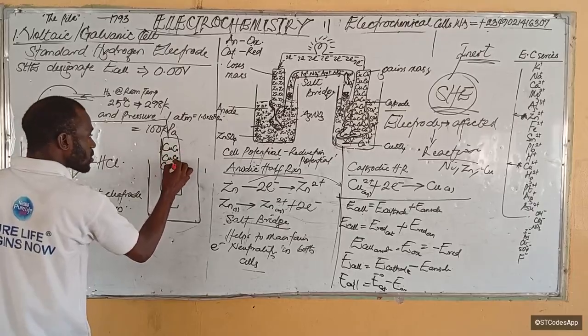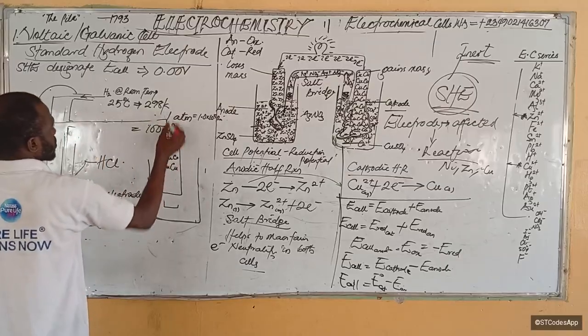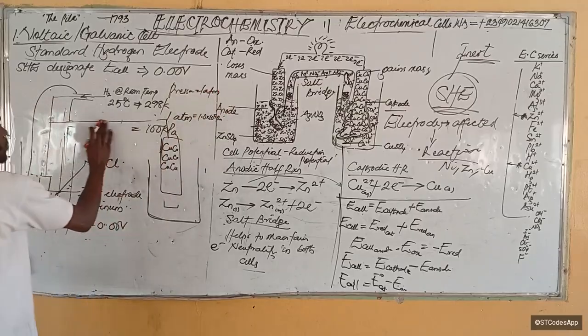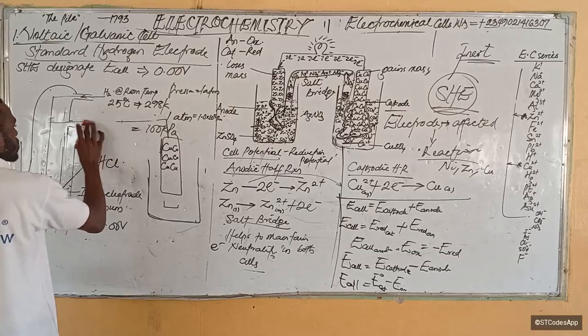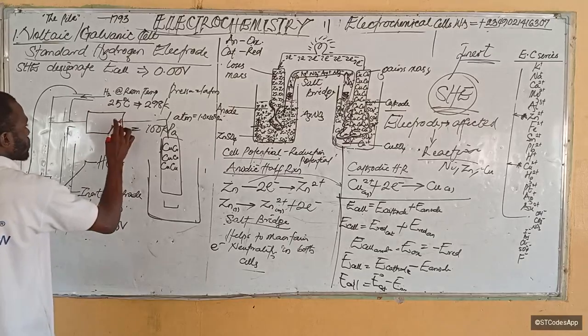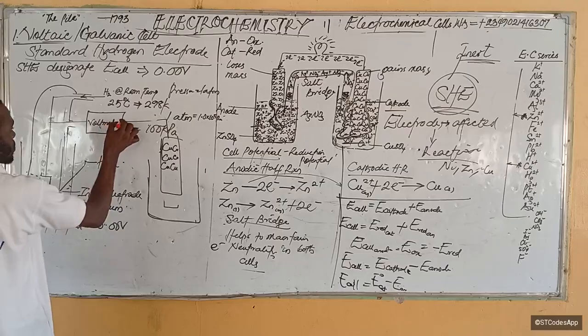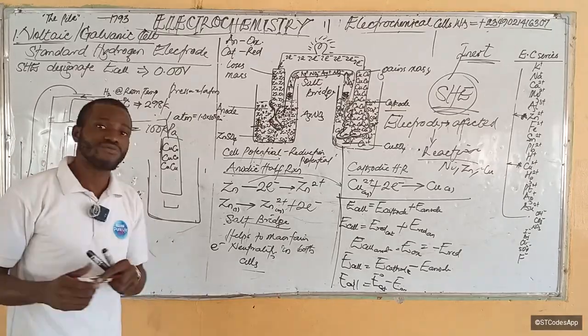Now what will happen here? Tell me what will happen. At this point here, the pressure is 1 atm, like we said. Now, what will happen here? You must connect a voltmeter here. You connect a voltmeter here. Keep in mind also that the electrolytic cell that we're going to be discussing is also a voltmeter.